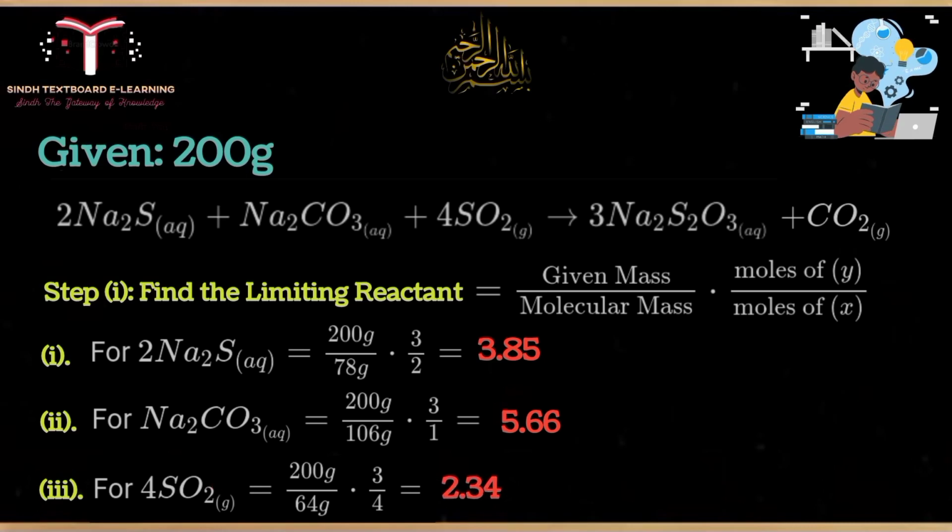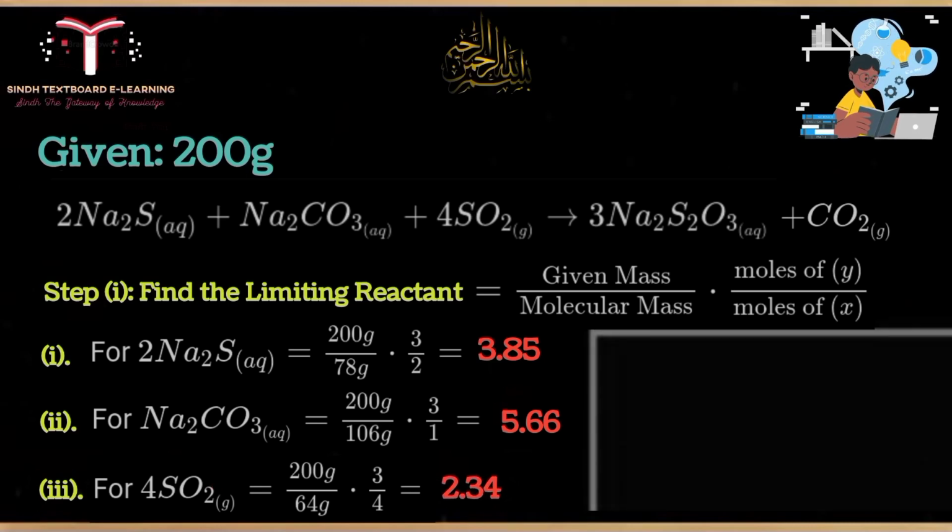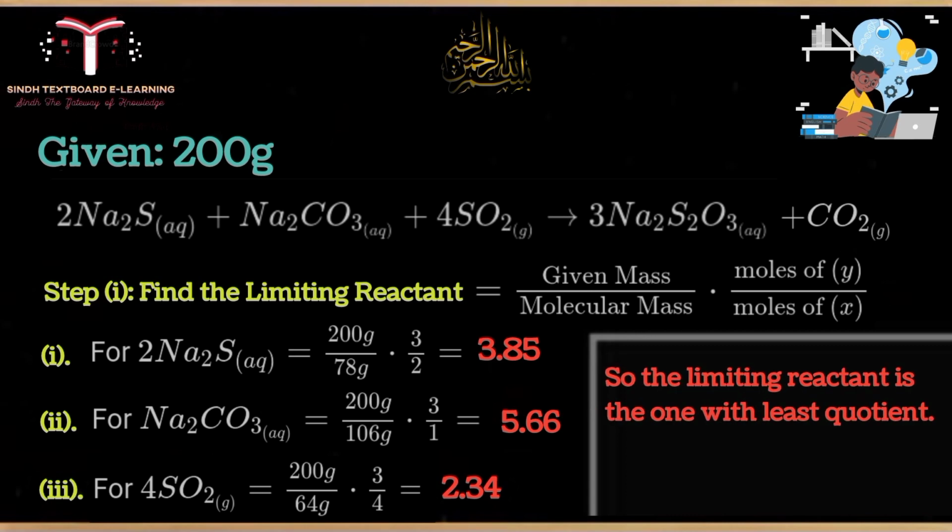From these three, the least quotient is 2.34 of SO2. So SO2 is referred to as the limiting reactant.